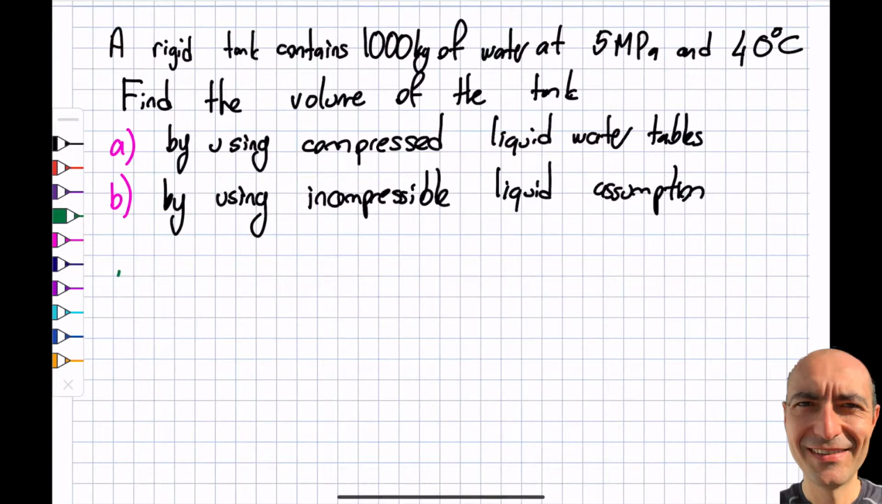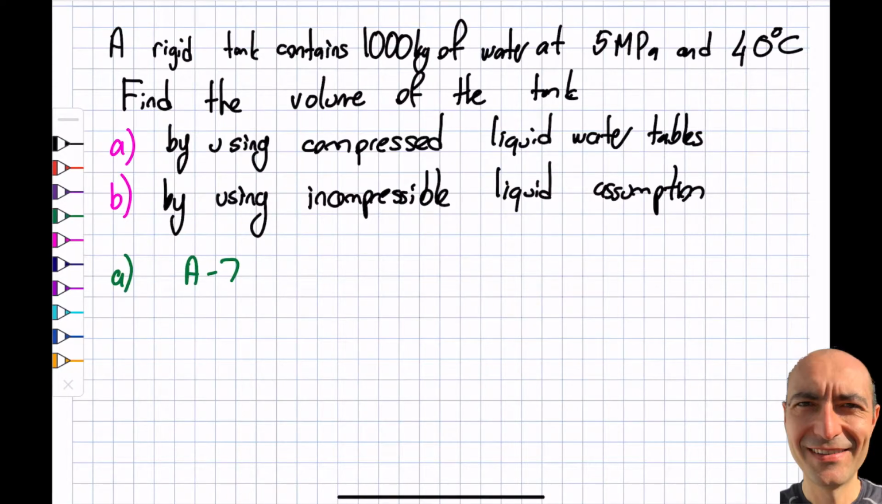So part A is kind of clear. It says go find the compressed liquid water table, and that's called A7. Do you remember that? A7. And this is SI, right? In terms of the units, it's given to me in SI, so I will be using that table. And if I look at that particular table, I have 5 megapascal and 40 degrees C. These two basically define the state because of the state postulate. Two independent properties are given to me.